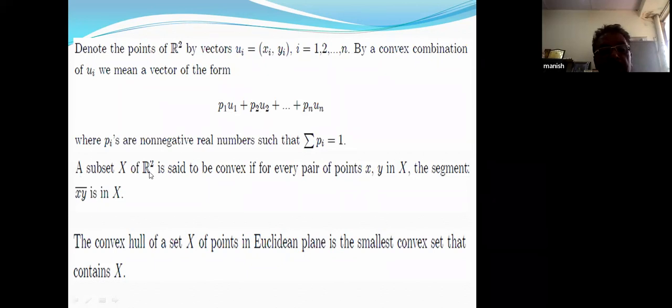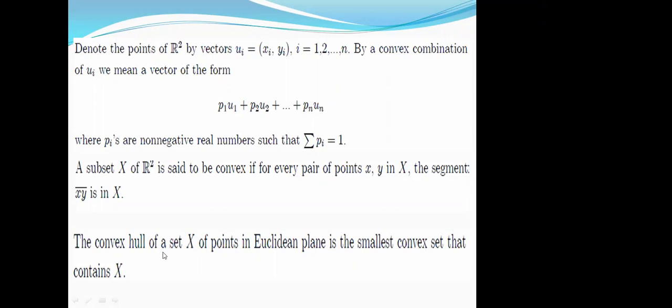Also, a convex set in the complex plane is a set such that if we take any two points in that set, then the line joining these two also lies in the set. These are some points from geometry. Also, the convex hull of a set X of points is the smallest convex set that contains X.